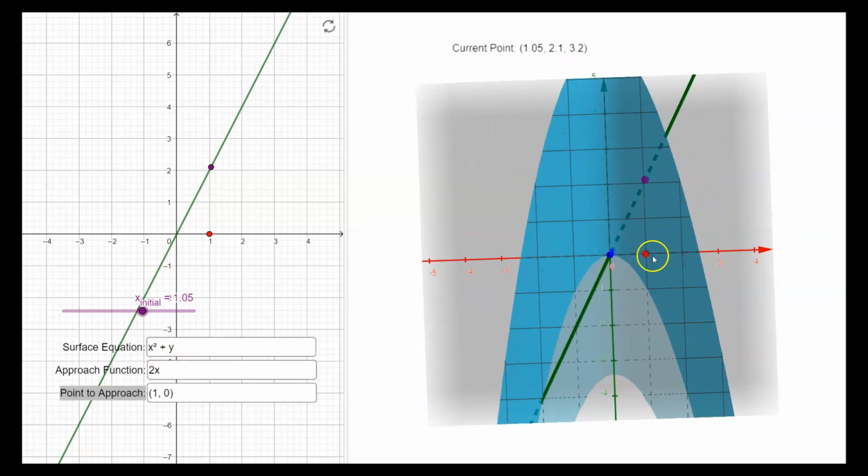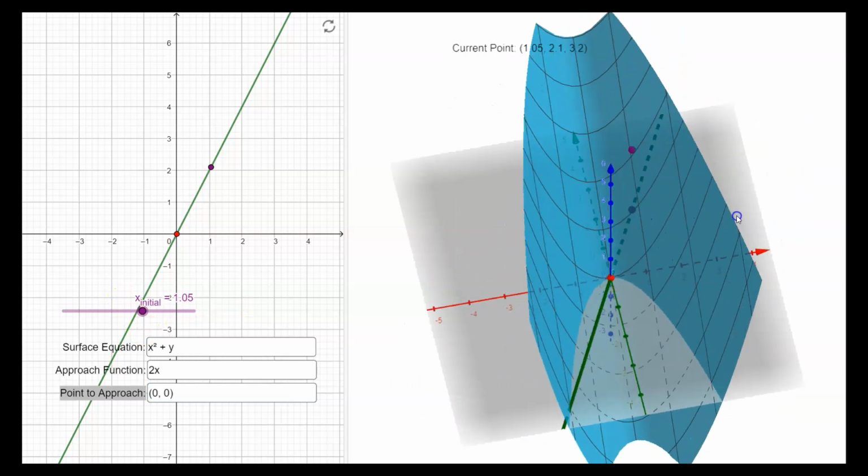And there's my point, 1, 0. I don't want to know about the limit at 1, 0. I want to know about the limit at 0, 0. So that's my point of interest, okay? And now I need to figure out how I want to approach that point. So I have to think of a function, any function really, that goes through the point 0, 0.